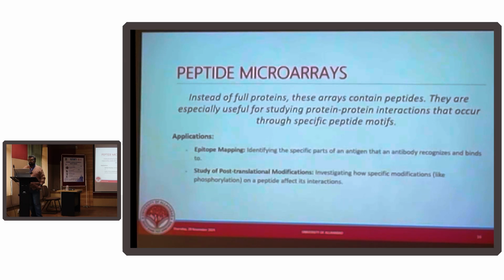You can also study how specific modifications like phosphorylations on a peptide might affect its interaction. Suppose you have a protein that can get phosphorylated at 12 different positions. Yesterday I think we were discussing that different phosphorylations might lead to different kinds of activity. So you can have all the permutation combinations of those domains with different phosphorylation in each domain, and try to understand how each phosphorylation is affecting the biology of the protein.